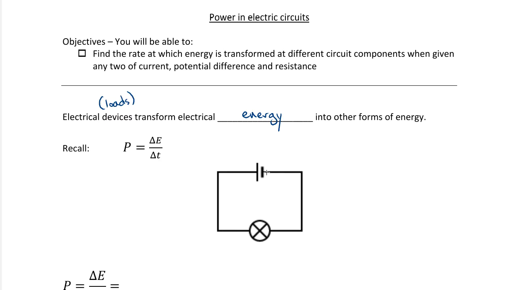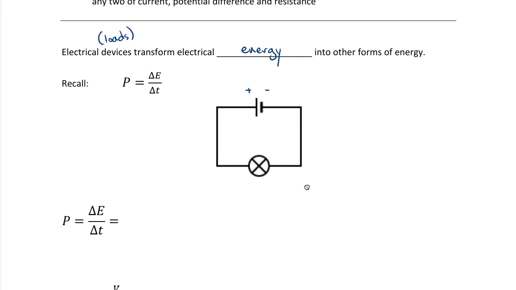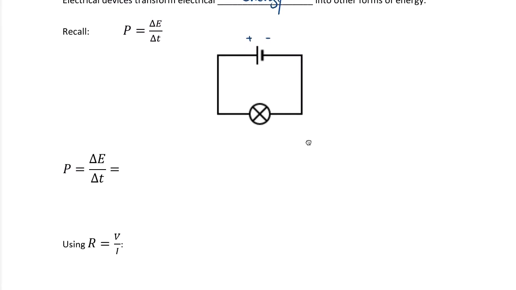So let's say that we had a simple circuit like this with a cell and a bulb, and we wanted to figure out the rate at which energy is being transformed at the bulb from electric energy into light and heat energy. We'd be asking to work out the power. So power is equal to the change in energy divided by the change in time.